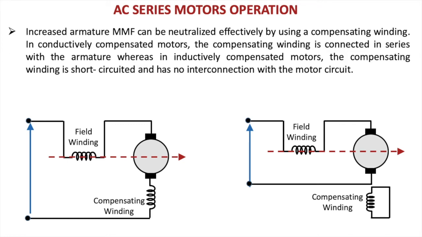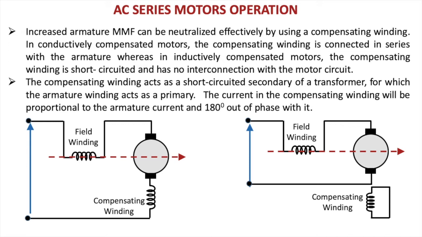Now here you can see we have got the compensating winding. The increased armature MMF can be neutralized effectively by using a compensating winding. In conductively compensated motors, the compensating winding is connected in series with the armature, whereas in inductively compensated motors, the compensating winding is short-circuited and has no interconnection with the motor circuit. It will be only connected by electromagnetic induction between the armature and the winding supply.